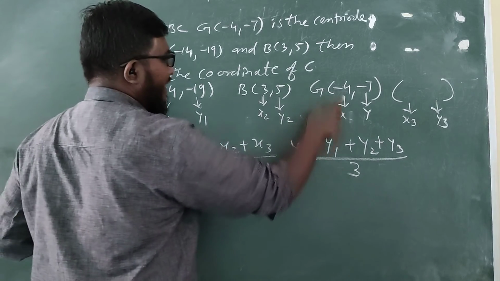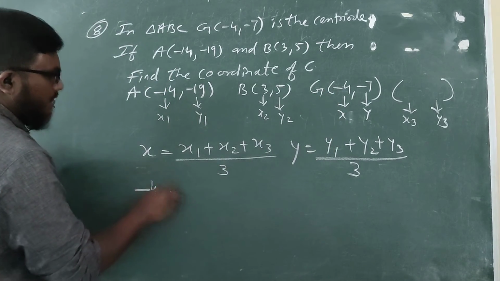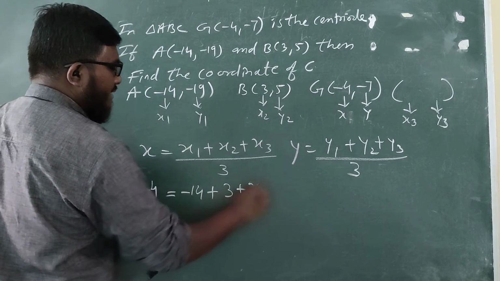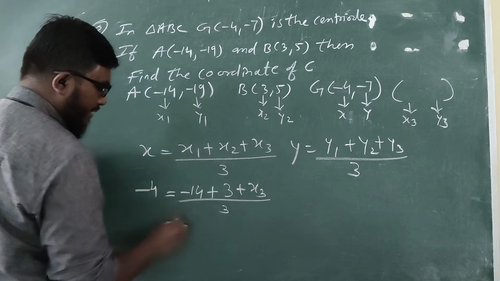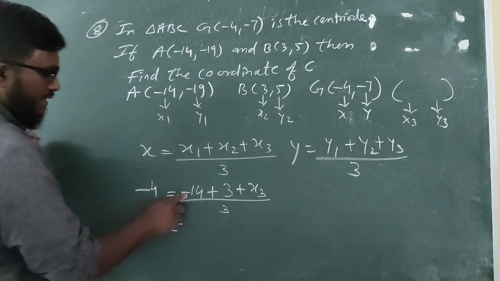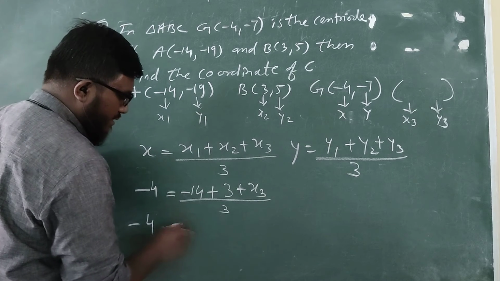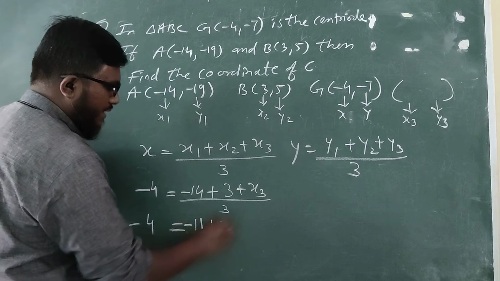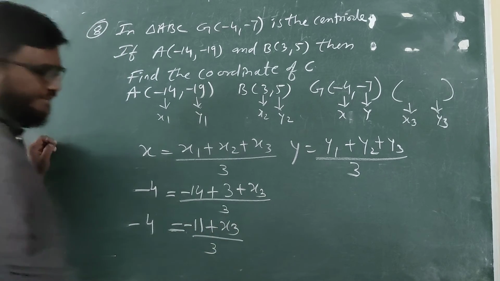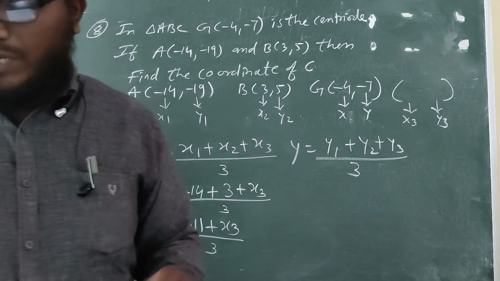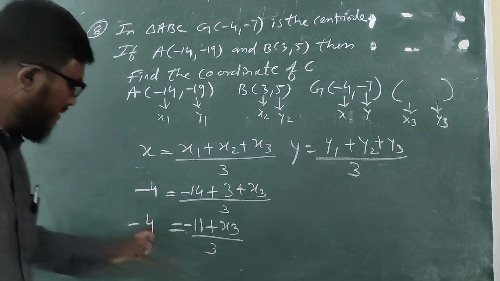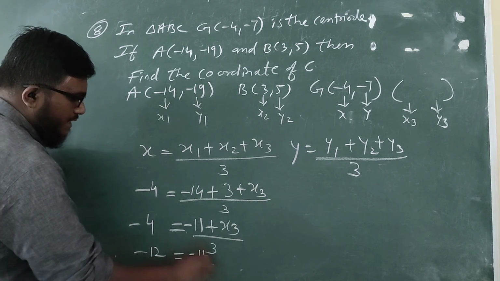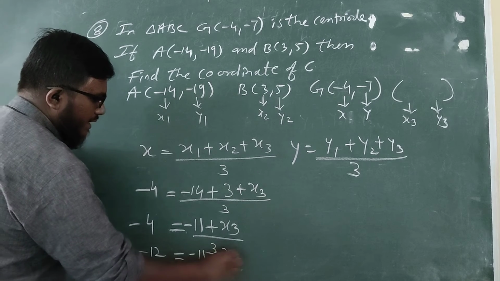We are seeing that x is what? Minus 4 is equal to x1, which is minus 14, plus x2, which is 3, plus x3 as it is, divided by 3. This minus 4 as it is, minus 14 and plus 3 become minus, it will become 11. 14 minus 3 is 11, minus 11 plus x3 divided by 3. Now we'll do like this: this 3 will go to the other side and multiply with this 4, becomes minus 12, equals minus 11 plus x3.